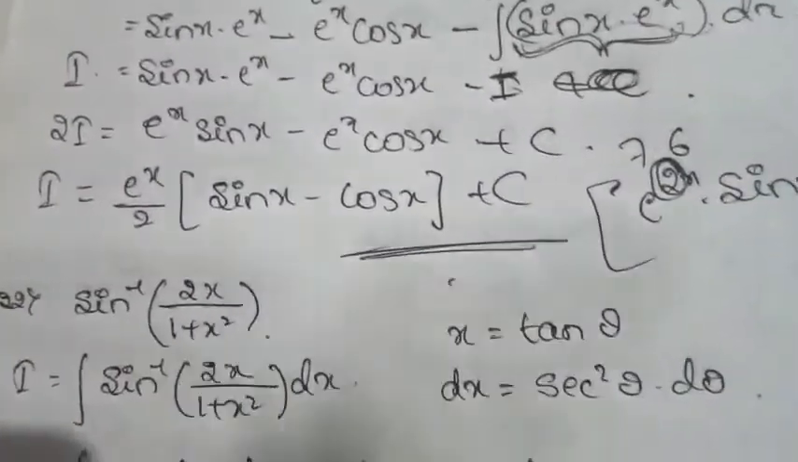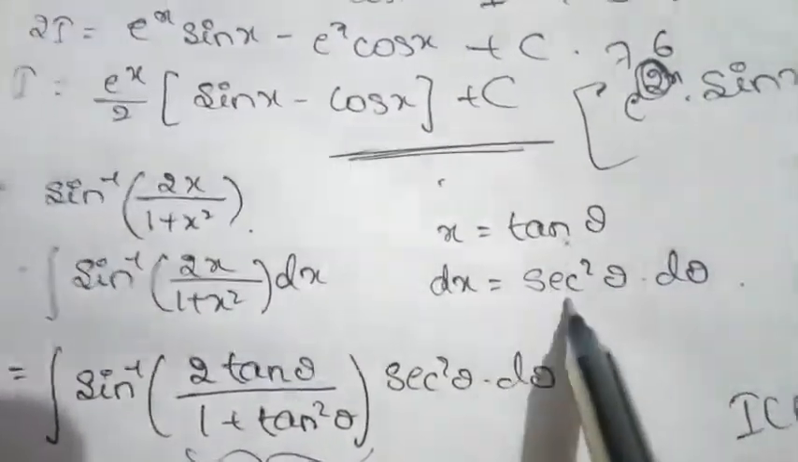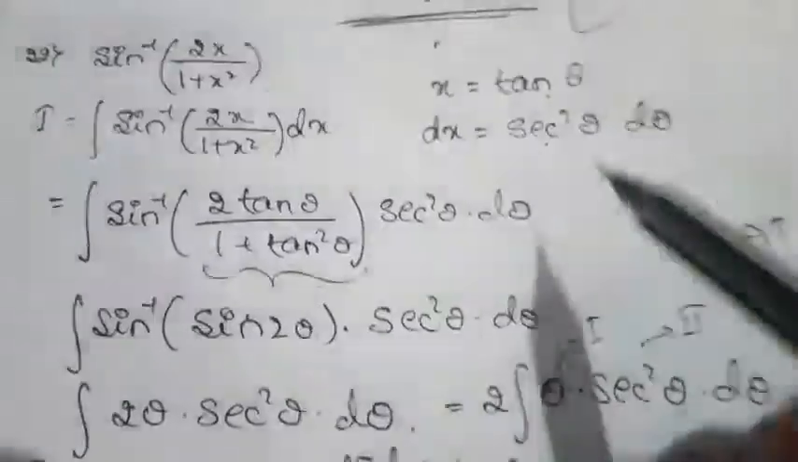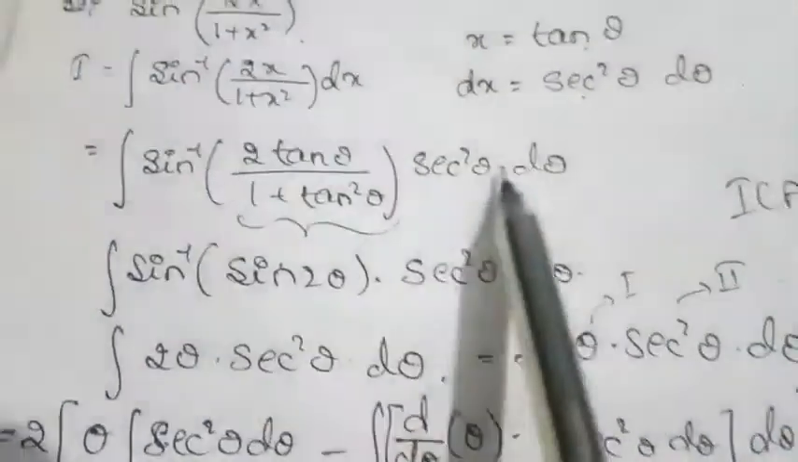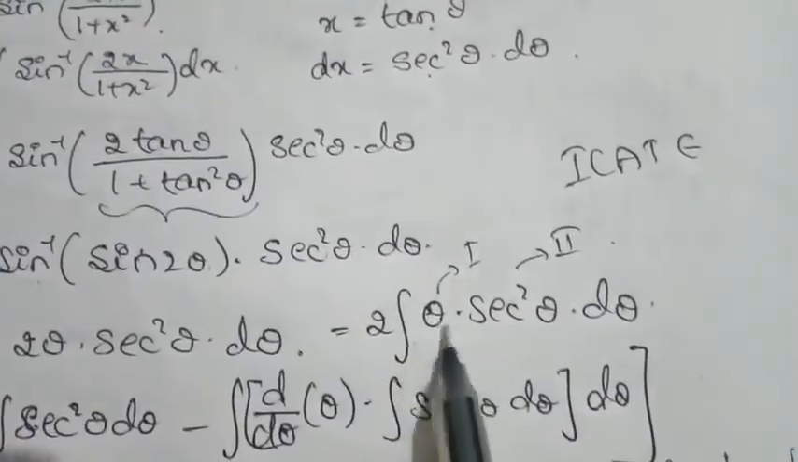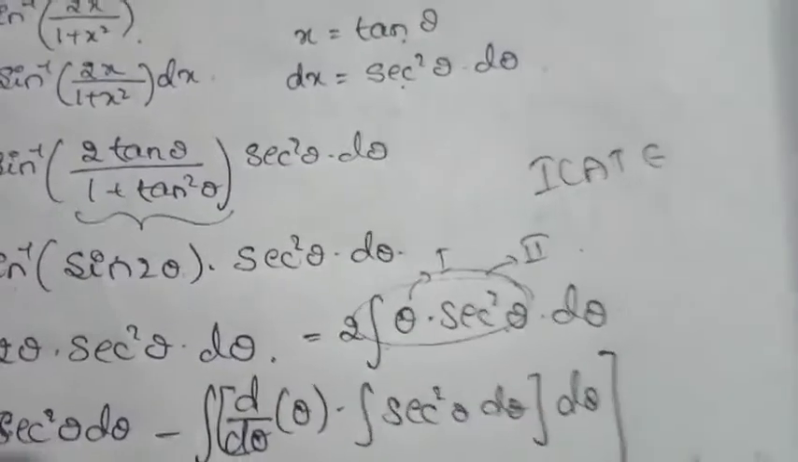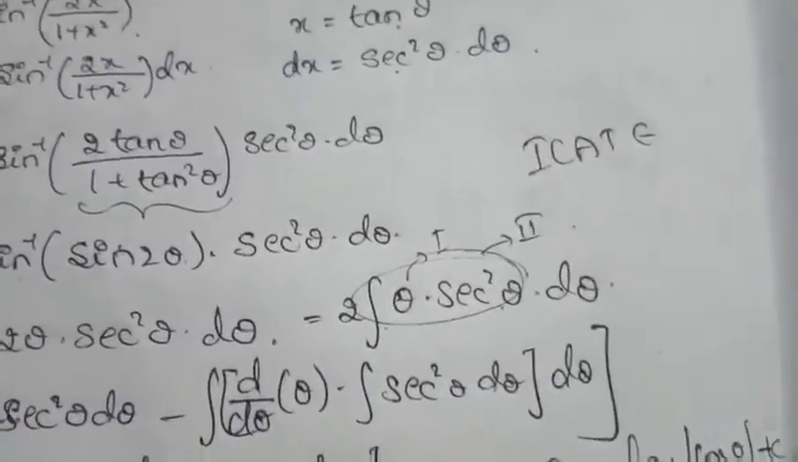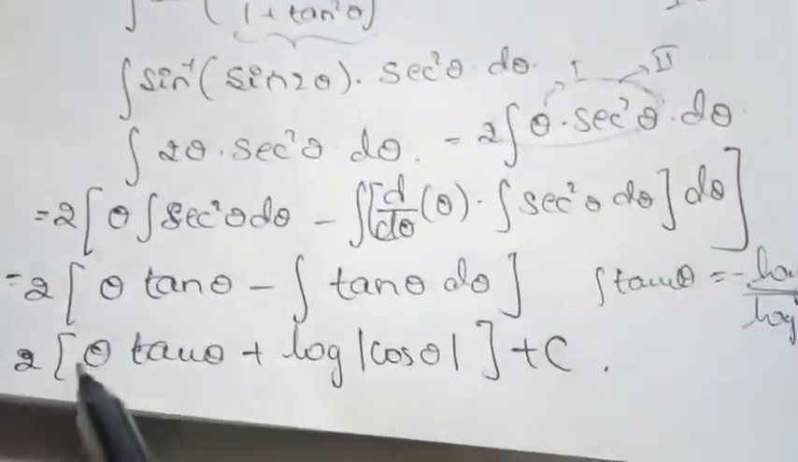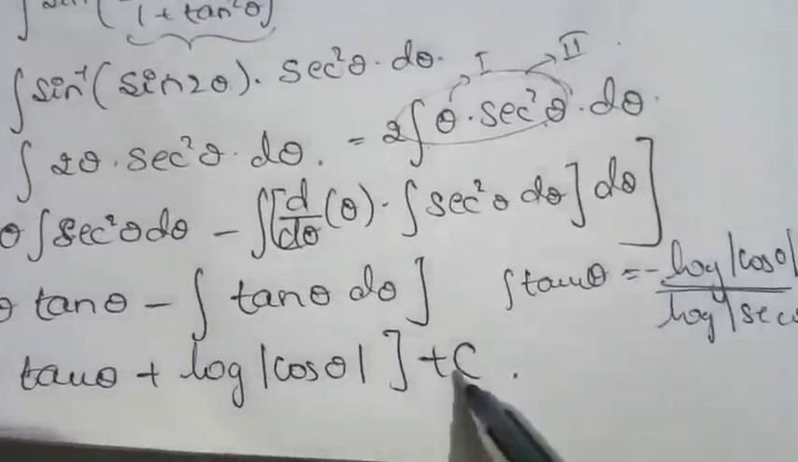What was the question? Sine inverse of 2x divided by 1 plus x square. Suppose I am briefing this question again, I started by substituting x is equal to tan theta and differentiating this. After differentiating, I substituted and got I is equal to 2 into integration theta into secant square d theta. At this stage I used the integration by parts rule. So by integration by parts, finally I got 2 into theta into tan theta plus log mod of cos theta plus c.